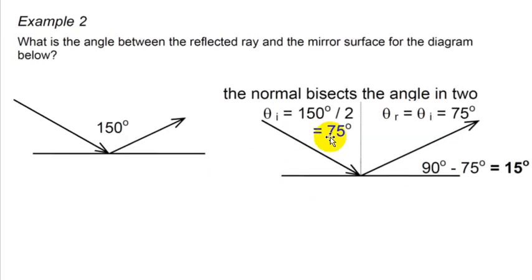Or this problem, for example: if the total angle is 150 degrees, what is the angle between the reflected ray and the mirror surface? Here we need to divide by 2 because the incident angle equals the reflected angle. It's 75, and this angle is 15 degrees.